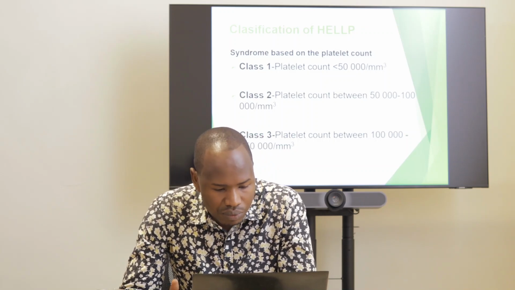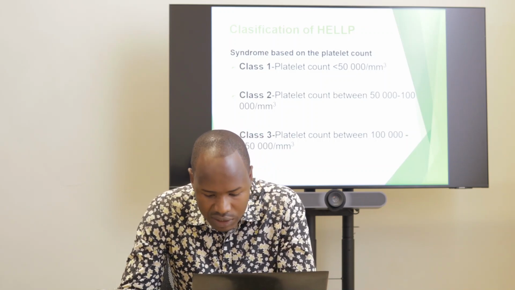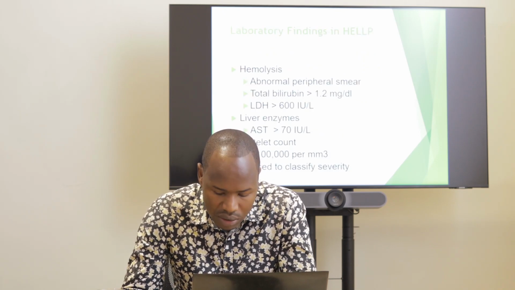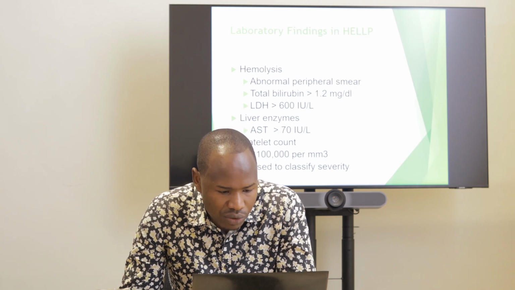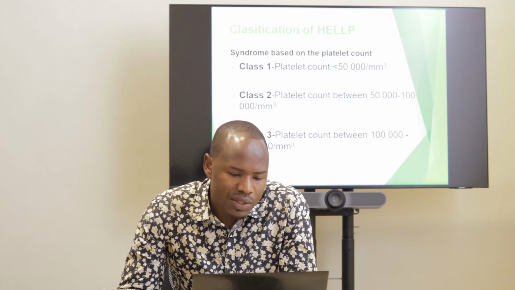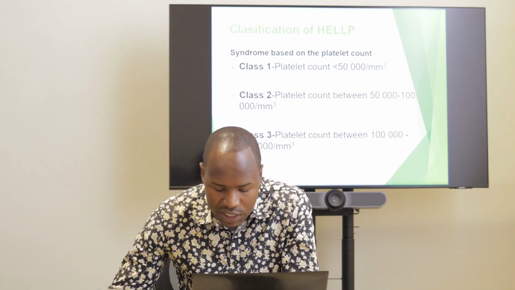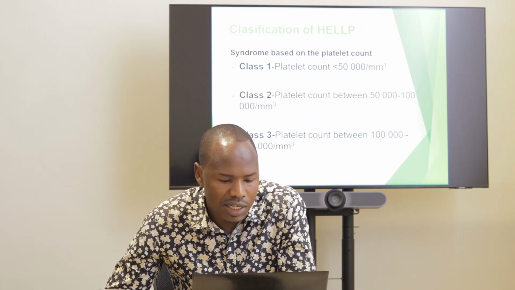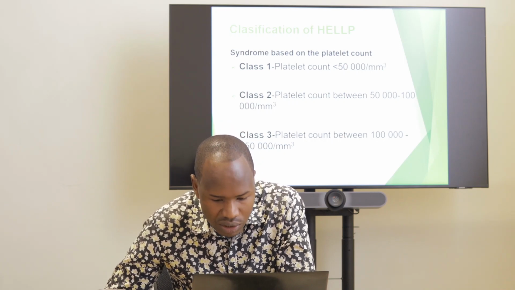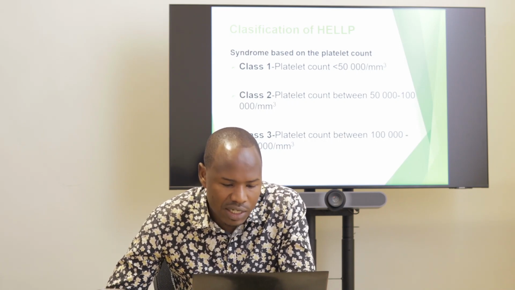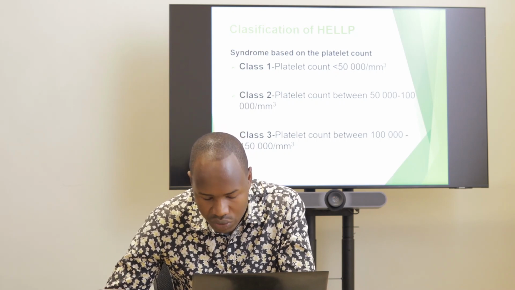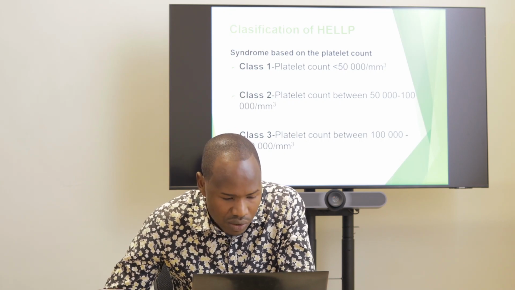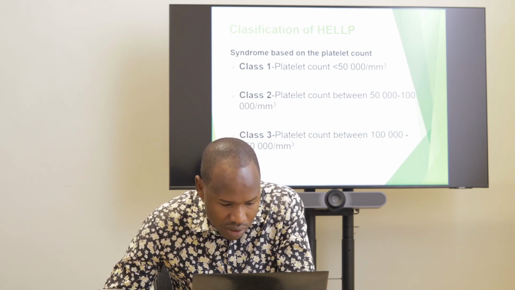Classification is based on platelet counts and liver functions, and also hematological findings. Class 1, platelet count is less than 50,000; class 2, platelets between 50,000 and 100,000; and class 3, platelet counts between 100,000 and 150,000.